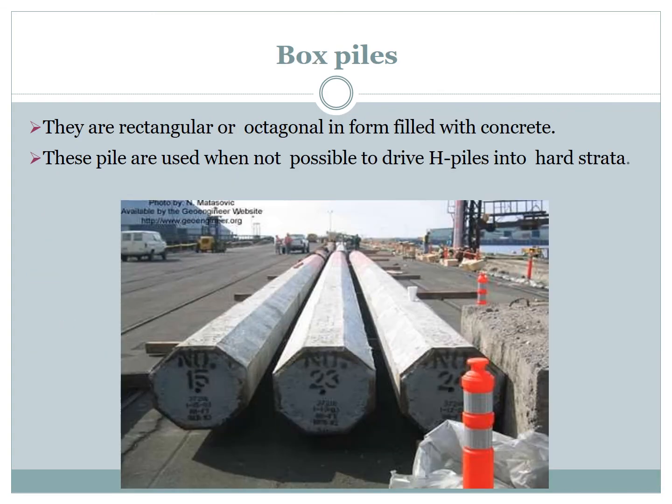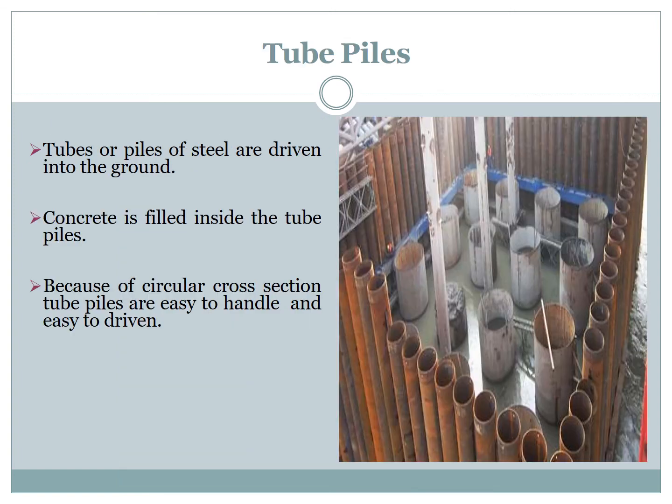Next, box piles. They are rectangular or octagonal in form and filled with concrete. These piles are used when H piles are not possible to drive into the hard strata. Next, tube piles. Tube piles of steel are driven into the ground. Then the concrete is filled inside the tube, and because of the circular cross section, tube piles are easy to handle and easy to drive.